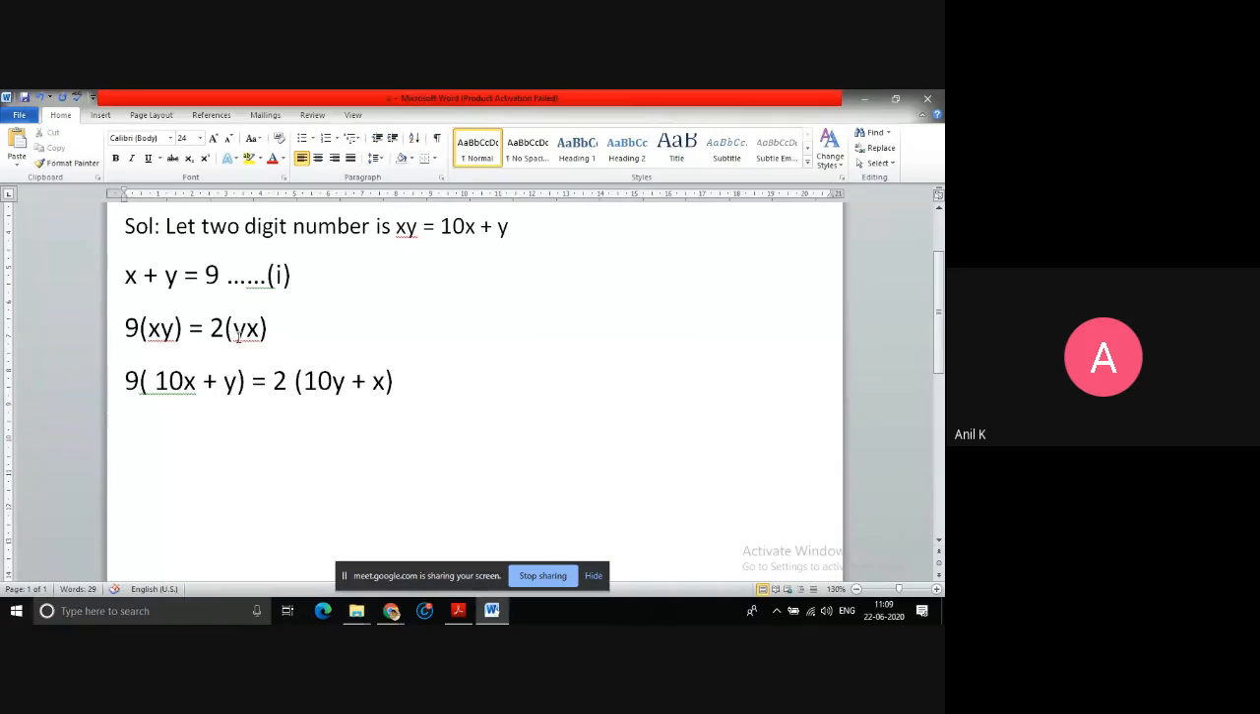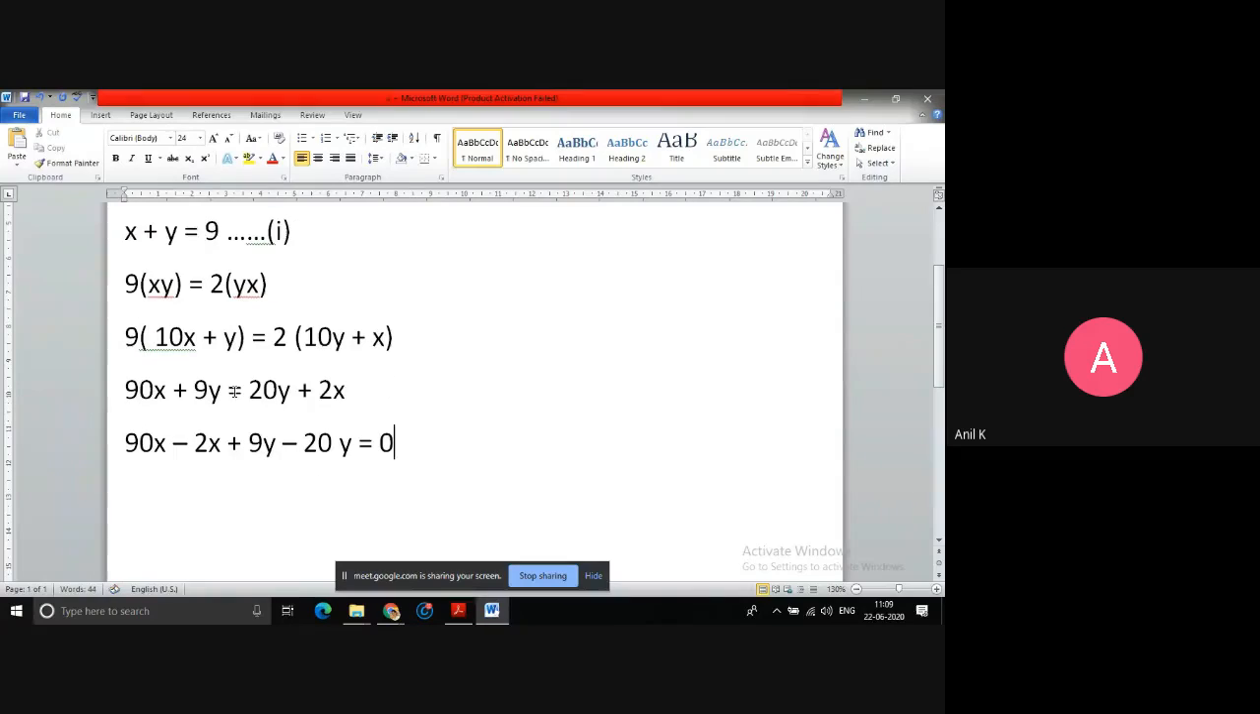Okay, so it will be 10y plus x. Now open up the bracket. 9 into 10 will be 90x, plus 9 into y will be 9y, equals 2 into 10y will be 20y, plus 2 into x will be 2x. Bring all the terms to the left side. It will become 90x minus 2x plus 9y minus 20y equals 0.